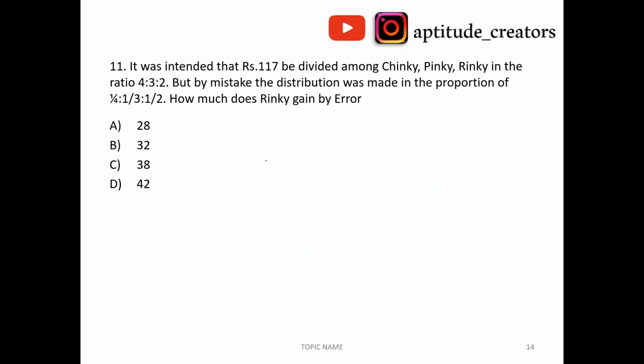Moving forward to the next question. It was intended that 117 rupees is divided among Chinky, Pinky and Rinky in the ratio 4:3:2. Here the total is 117 rupees. The question is asking how many rupees Rinky gained by error.